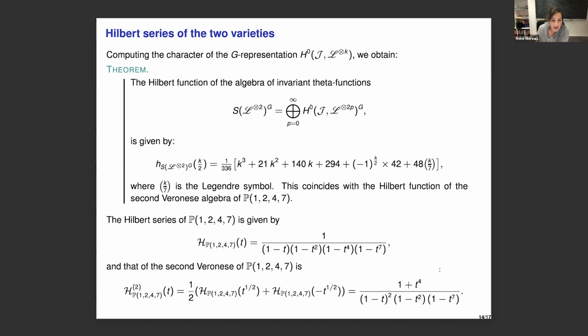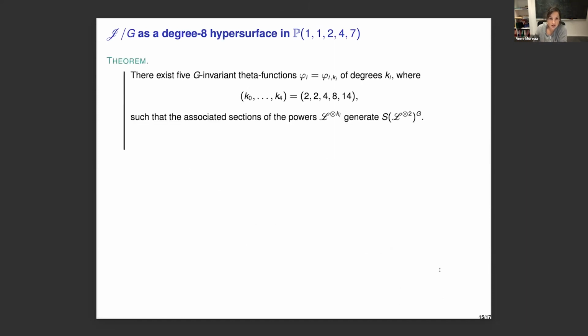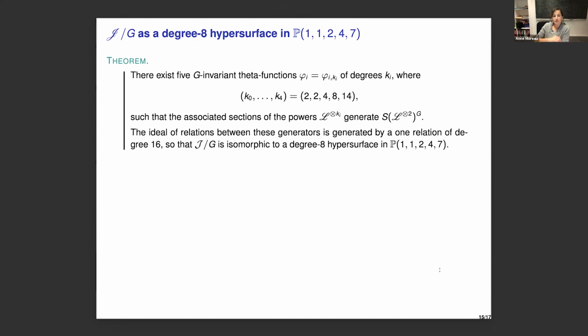All right, so now we have this, and I would like to explain how to use this to have more precise statements. So now I would like to explain how to embed this quotient as a degree 8 hypersurface. So what we prove is that there exist 5 G-invariant theta functions of degree k_i, where the k_i are here 2, 2, 4, 8, 14. So this is exactly the double of the weights I mentioned before, such that the associated sections generate the whole G-invariant algebra. And moreover, the ideal of relations between these generators is generated by a single relation of degree 16, and so the quotient is isomorphic to a degree 8 hypersurface.